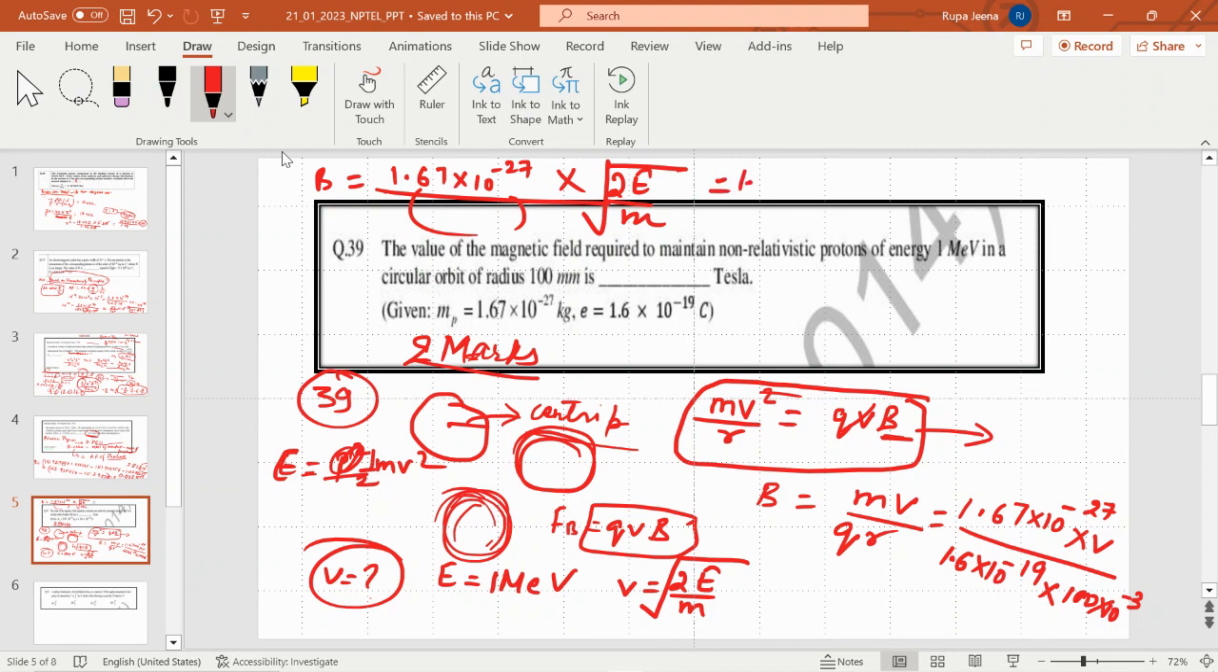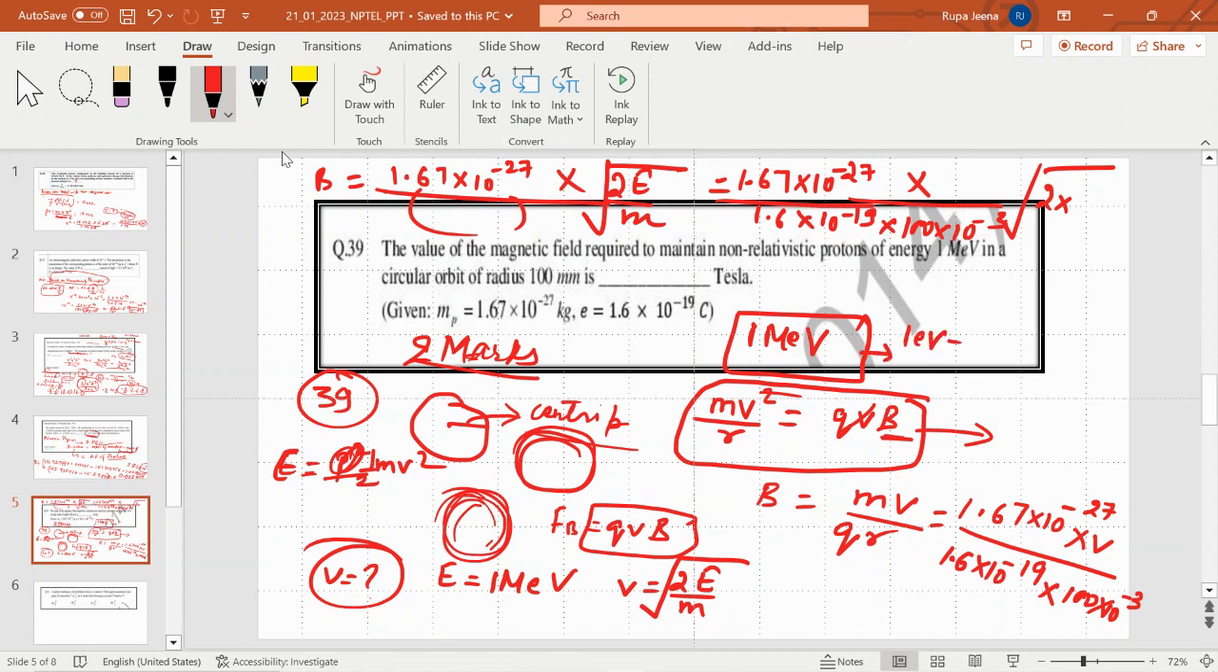Now you can do 1.67 into 10 raised to the power minus 27 upon 1.6 into 10 raised to the power minus 19, 100 into 10 raised to the power minus 3 into under root 2. E is 1, it is given in MeV, but I want it in joule, in SI unit. So 1 eV is equal to 1.6 into 10 raised to the power minus 19. So 1 MeV is equal to 1.6 into 10 raised to the power minus 13, right?